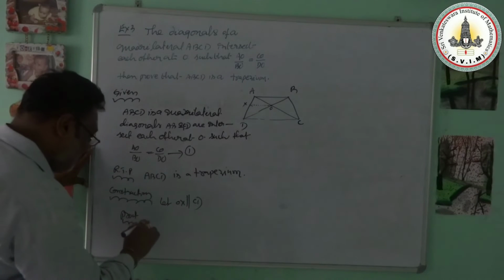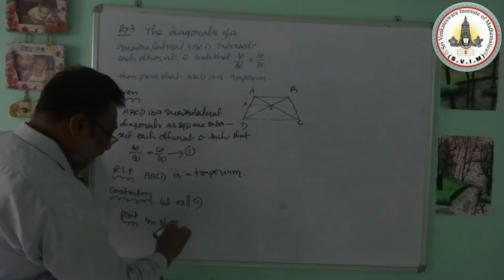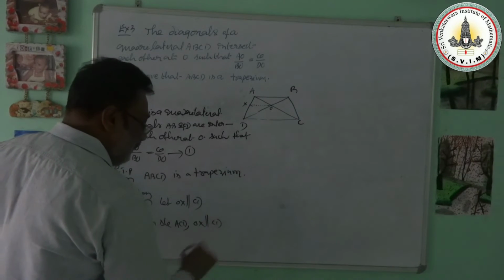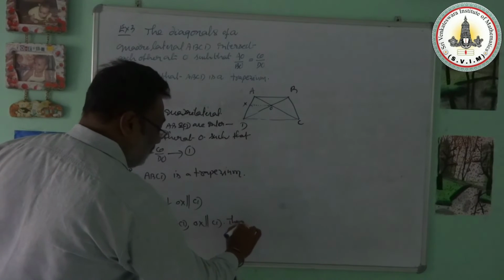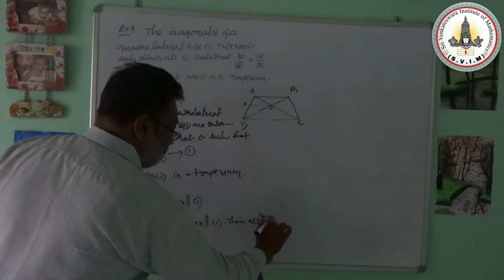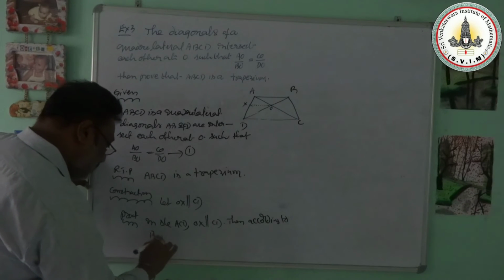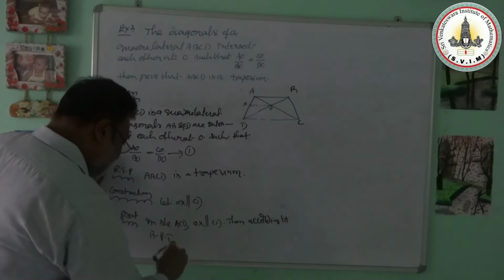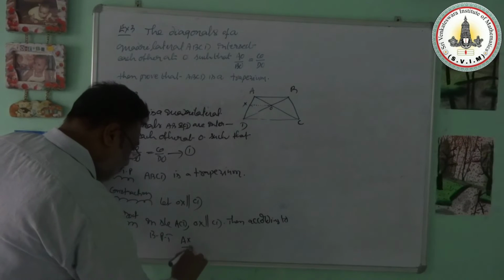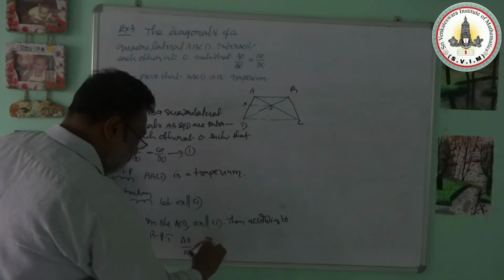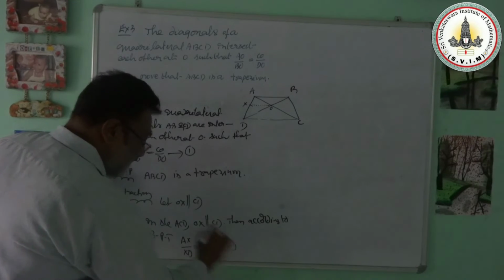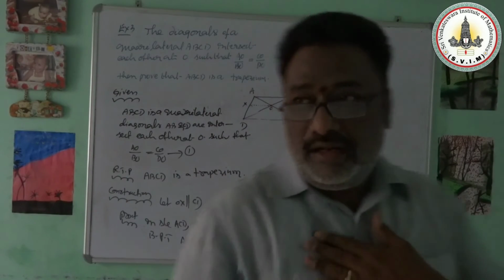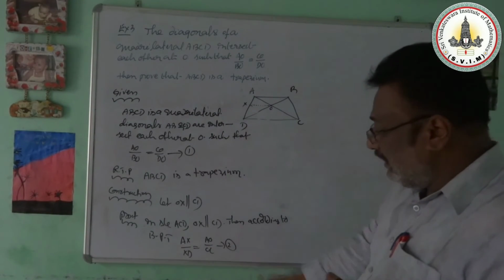Now listen to me. What is the triangle? In triangle ACD, OX is parallel to CD. Then, according to the basic proportionality theorem, BPT, how can you write? AX by XD is equal to AO by OC. I am taking this as equation 2, because the number for equation 1 has already been given in the given part.